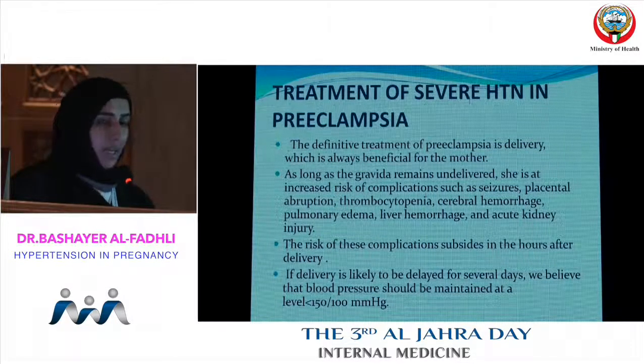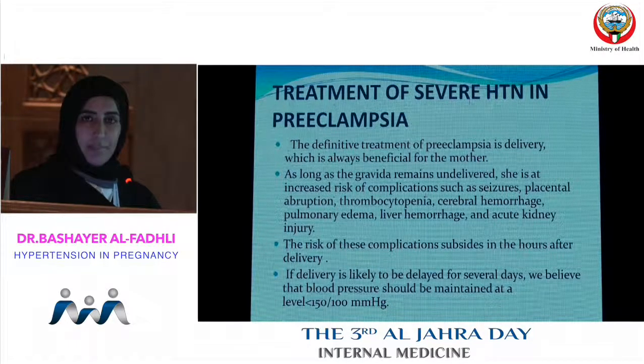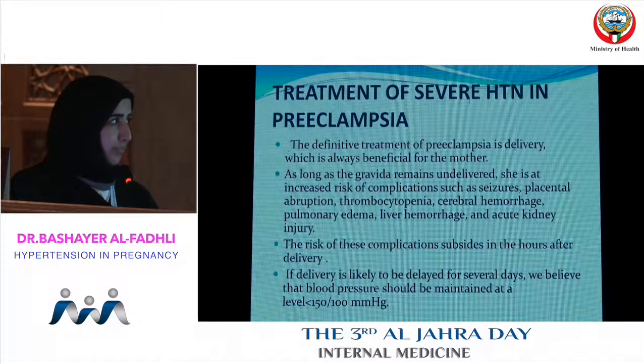So, treatment of severe hypertension in preeclampsia. For mild and moderate hypertension in preeclampsia, it's the same as before, as for all types of hypertension. But for severe hypertension in preeclampsia, the definitive treatment is delivery. As long as the gravida remains undelivered, the mother is at risk of complication. The risk of these complications subsides within hours after delivery.